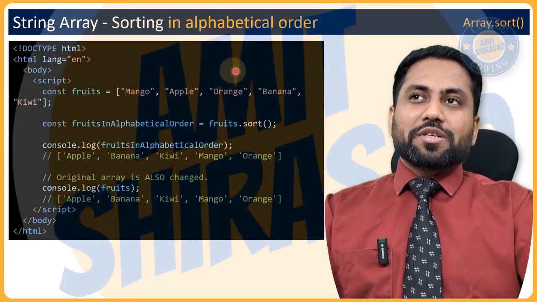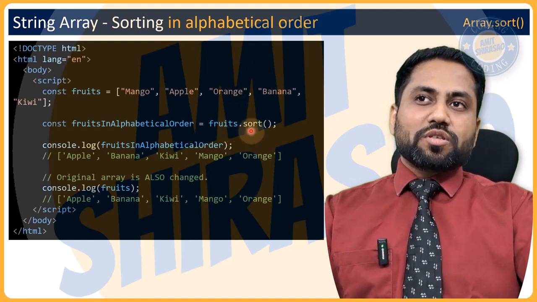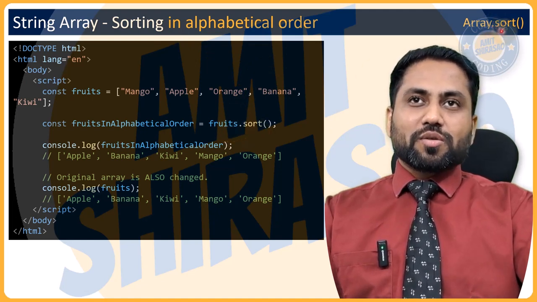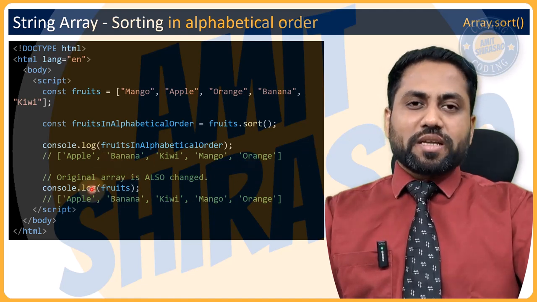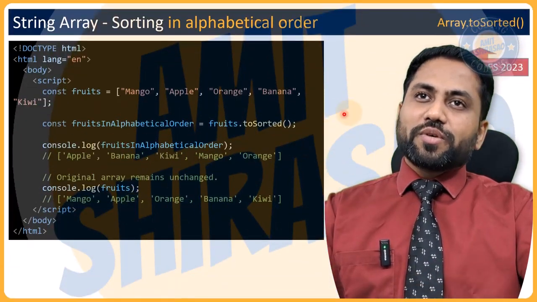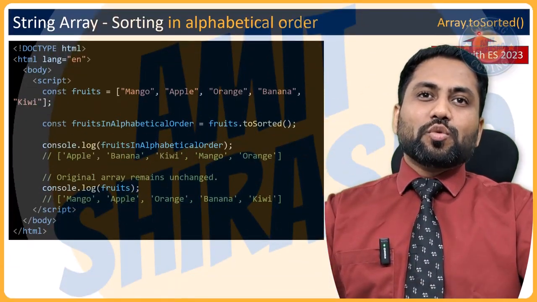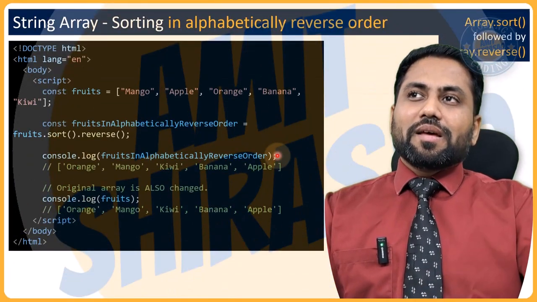again, how to sort it alphabetically. So when you say fruits.sort, then it gets sorted alphabetically and the original array gets changed. If you don't want to change the original array, then you will use the 2023 method, which is toSorted. Okay, got the idea? This is how it is to be done.